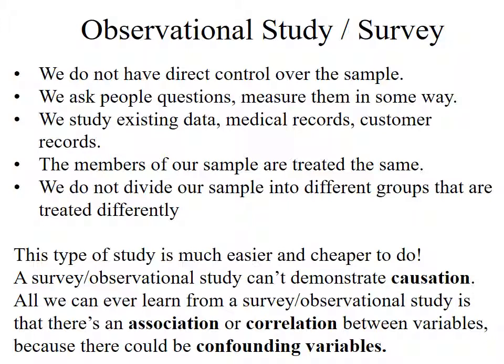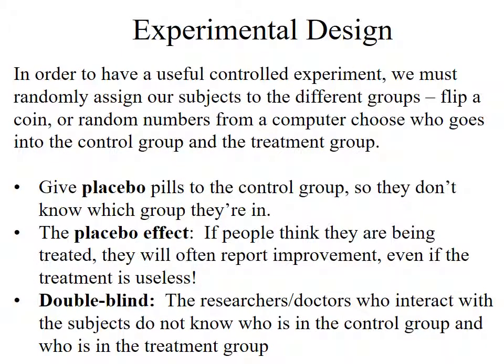Then, you write a grant, you get a bunch of money to do the expensive, the difficult, the hard thing, the controlled experiment. Only the controlled experiment can establish causation. So how do we do this? How do we set this up?